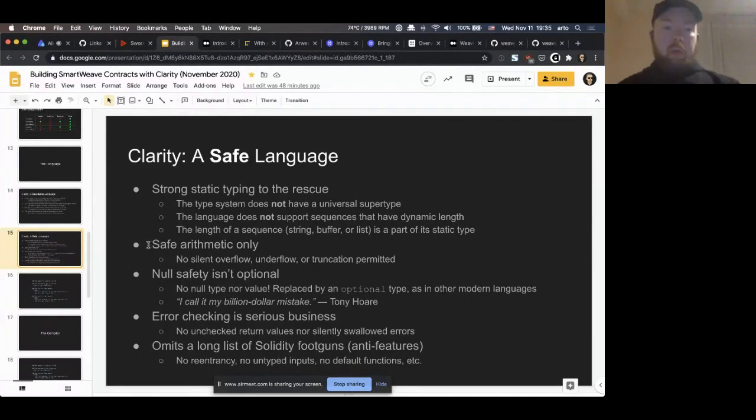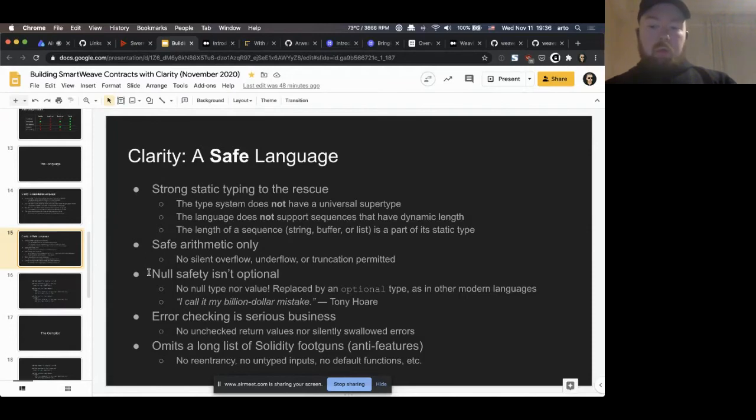And all arithmetic, as I mentioned, is checked. There can be no silent overflow, underflow, or truncation. So every operation must have a well-defined result. Null safety.